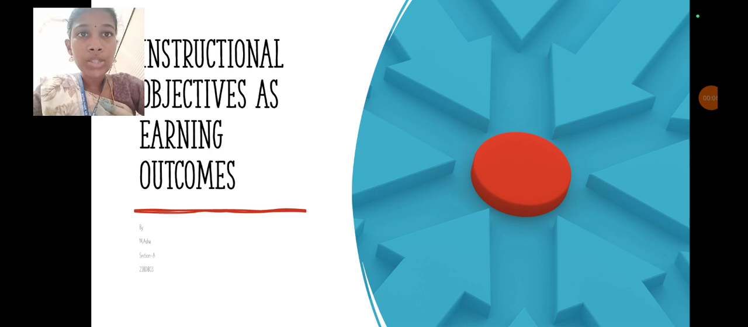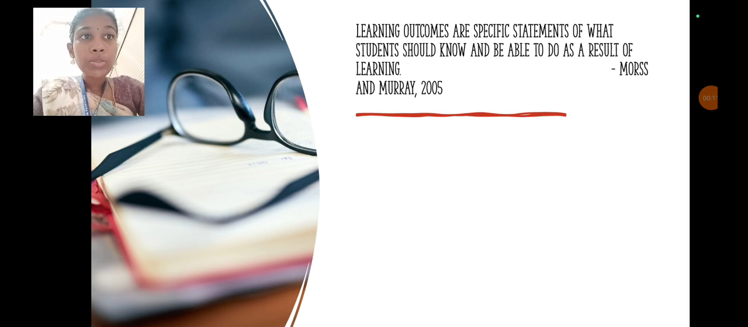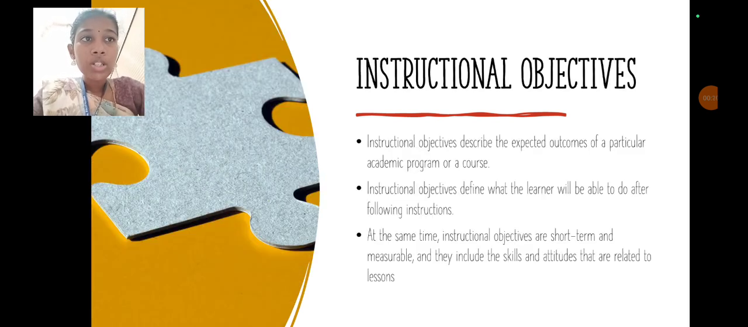Now I am going to explain the topic: instructional objectives and learning outcomes. A learning outcome is a specific statement of what students would know and be able to do as a result of learning. Instructional objectives describe the expected outcome of a particular academic program or a course. Instructional objectives define what the learner will be able to do after following instruction.